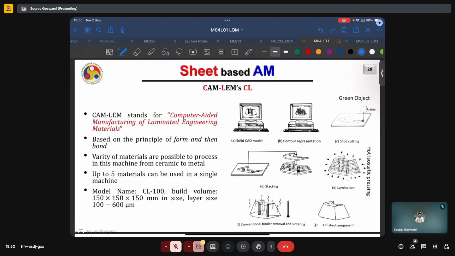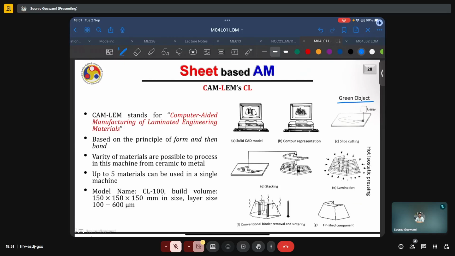Just like a typical additive process, we start from a solid CAD model, get the contours for each layer, and then for each slice, we print the green object. In the parlance of sintering, we know that a green object is just a cold pressed or raw object which has not been sintered yet, and thus it has a very poor mechanical strength. It can easily break or deform.